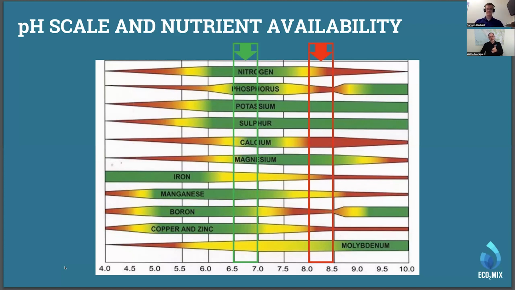So in this slide, we can see very clearly how important the solution pH is to having all those nutrients, our inputs, available for the plant.